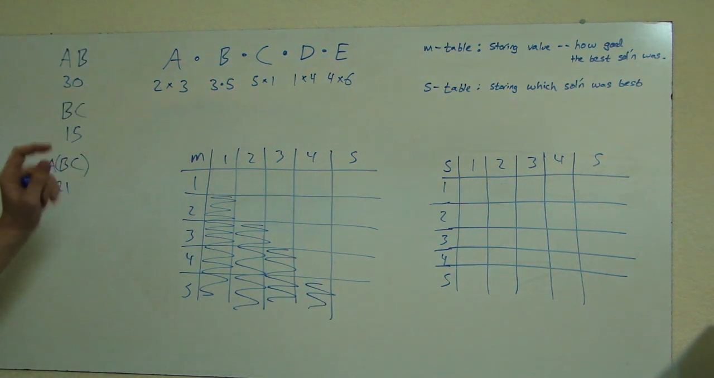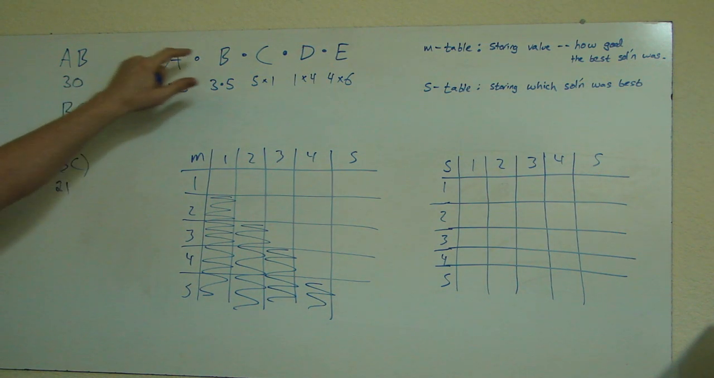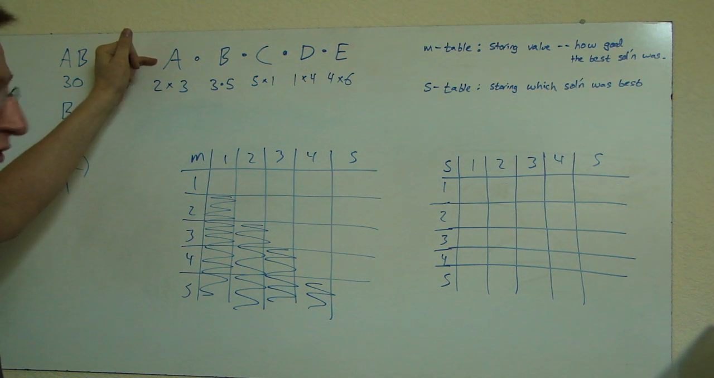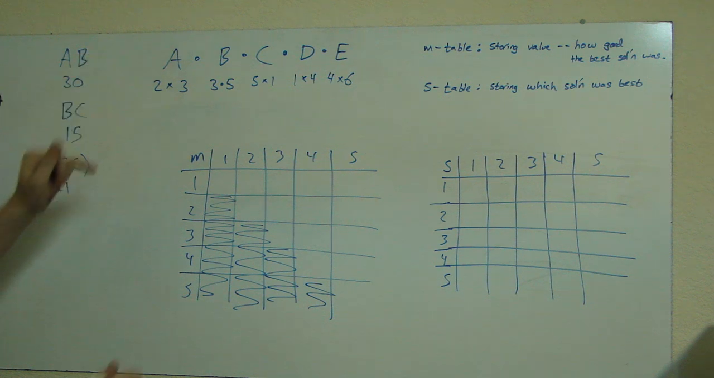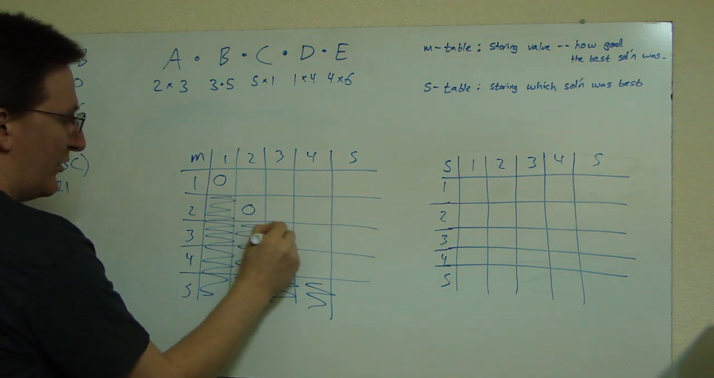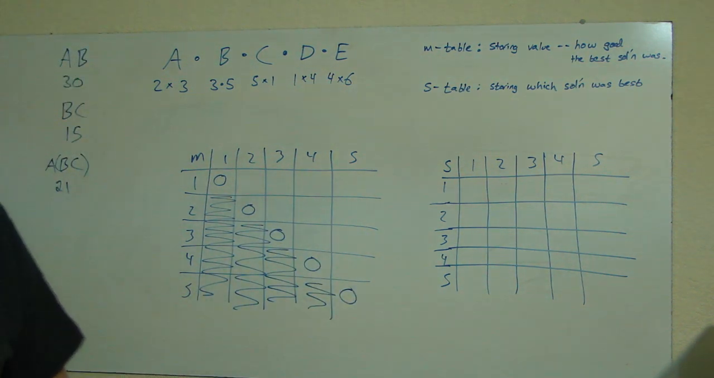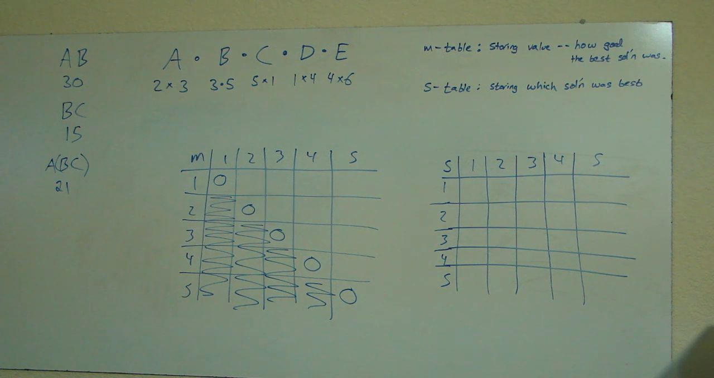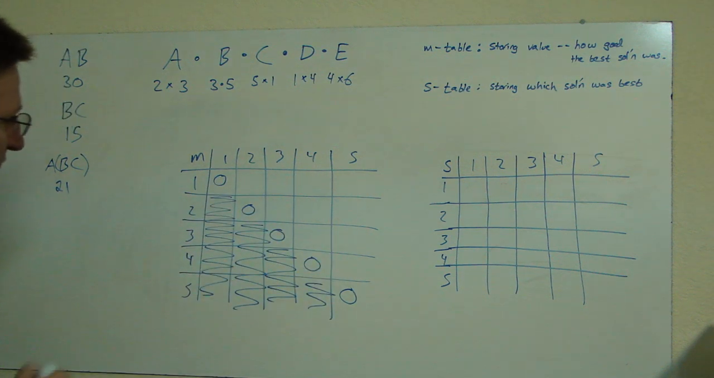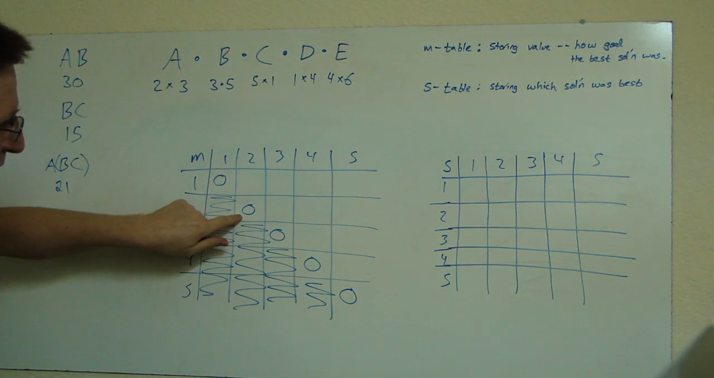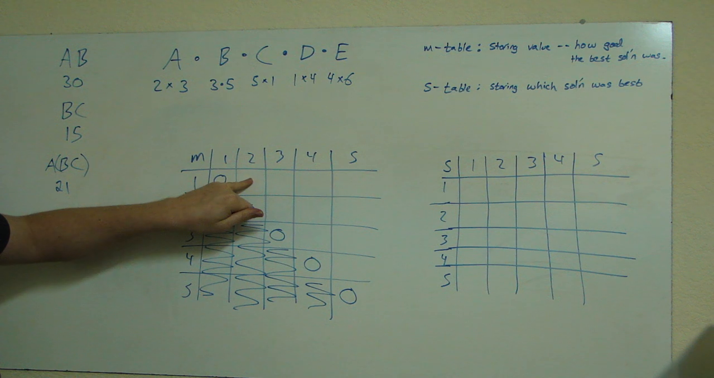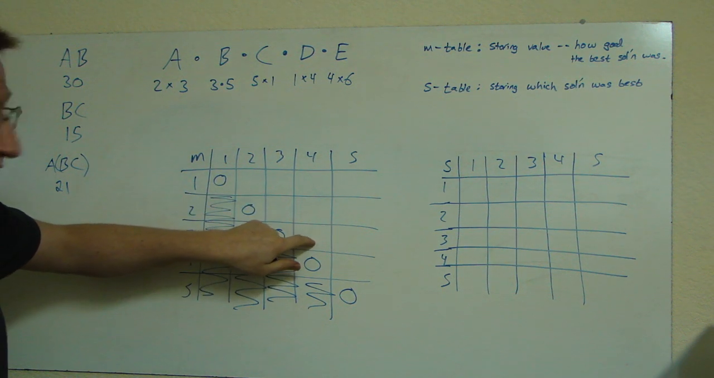What I'm going to store here is the number of multiplications it took to get individual ones. These matrices were given, and so we won't be using them at all. There's no cost to get any of these. So 0, 0, 0, 0, 0. Those are all just given. The next ones, though, by the way, this is matrix A, B, C, D, and E. So this guy here would be representing matrix AB. This one's BC, this one's CD, and this one's DE.